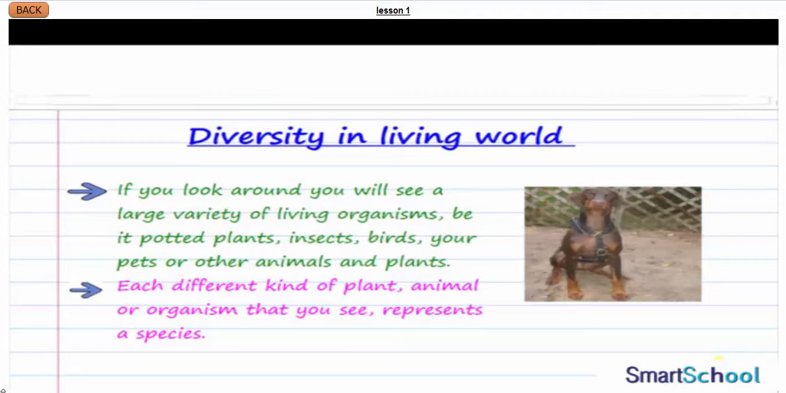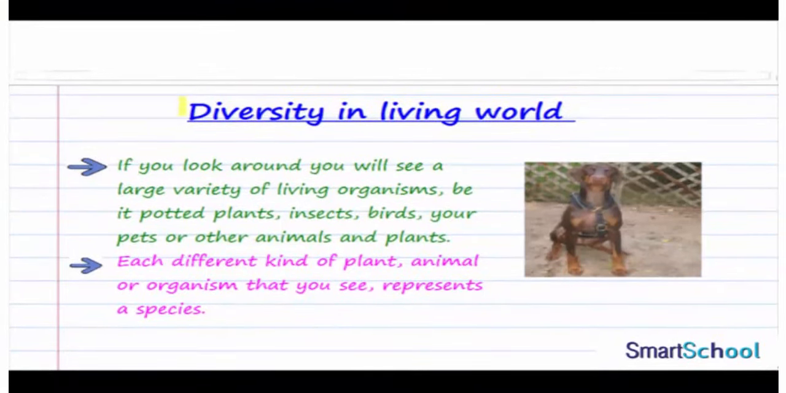We will now begin with a very important and an interesting unit, that is diversity in the living world. Under this unit, we will study the various types of organisms present in this living world, hence making it a diverse collection of living organisms. If you look around, you will see a large variety of living organisms, be it potted plants, insects, birds, your pets, and other animals and plants. In your general observation, you must have noticed all these large varieties of living organisms.